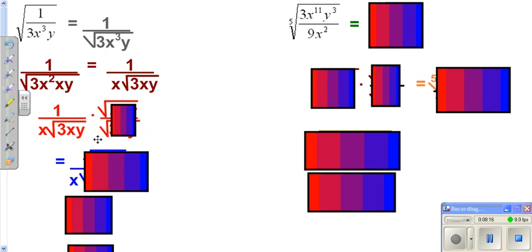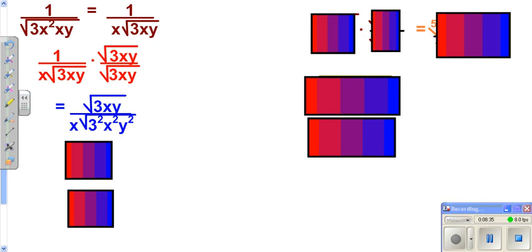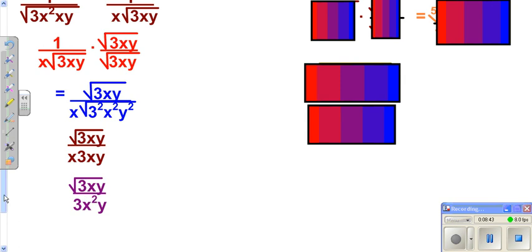So you got to ask yourself, okay, a 3 times what is a 3 squared? Well, that's a 3. X times what is x squared? That's an x. Y times y is a y squared. And if you do that to the bottom, you can also do that to the top. Multiply the top, and you get this here. Now, when you're looking at the bottom, that square root undoes all those squarings. And so we get this for your final answer.